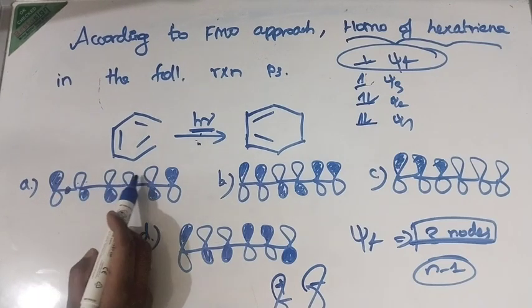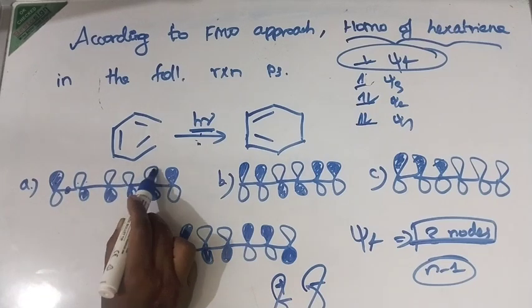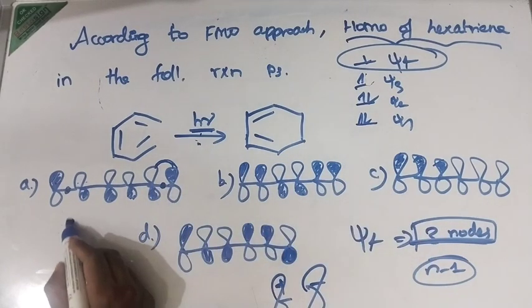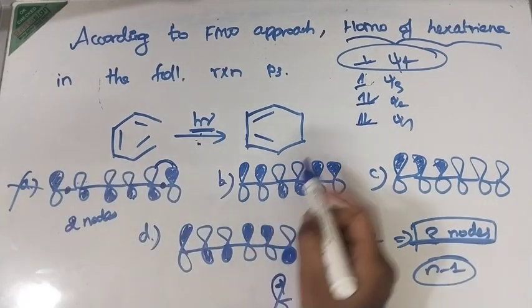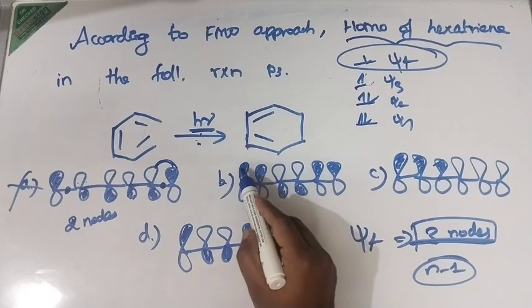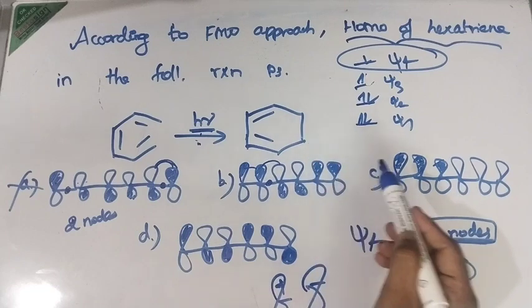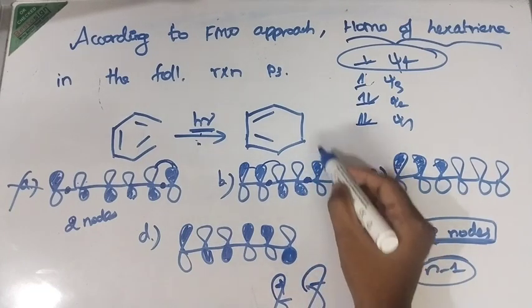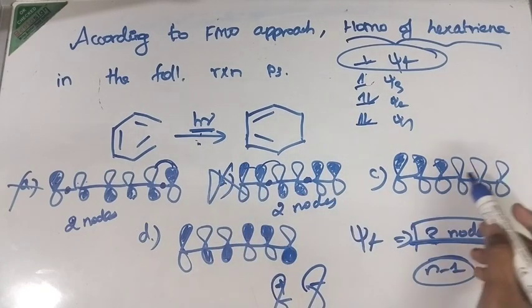Here all the lobes are the same, right? Then between these two, these are different, so between them there will be a node. So it has only 2 nodes, but actually we want 3 nodes, so this is not the option. Then see here, these two are same, so no node between them. These two are different, so between them there will be a node. Then these two are same, and here there will be a node, right? So 2 nodes. Again, this also contains 2 nodes, so this is not the answer.